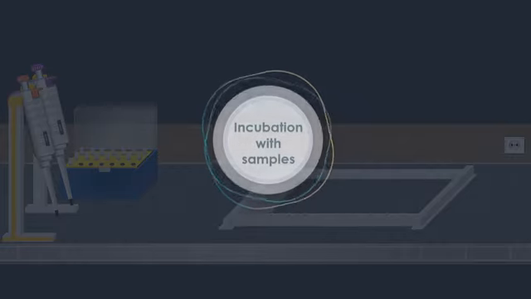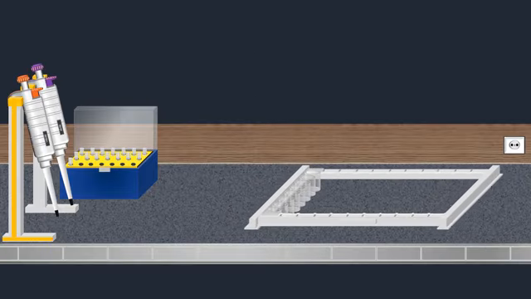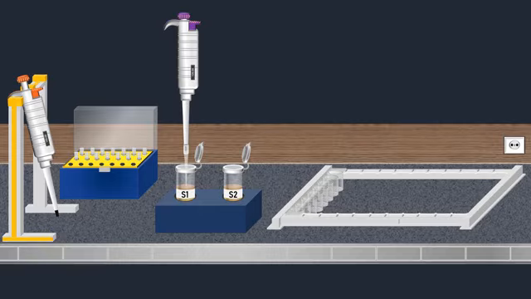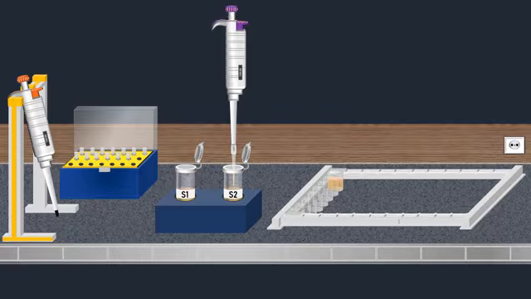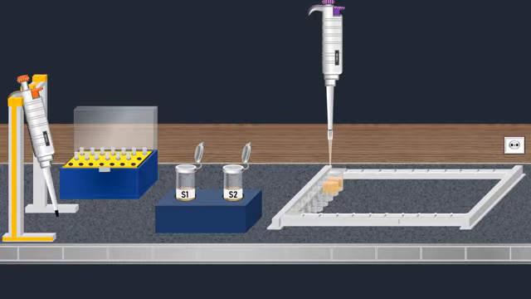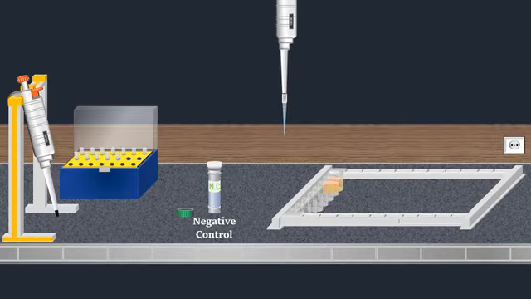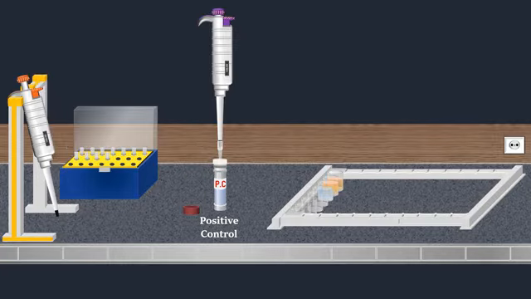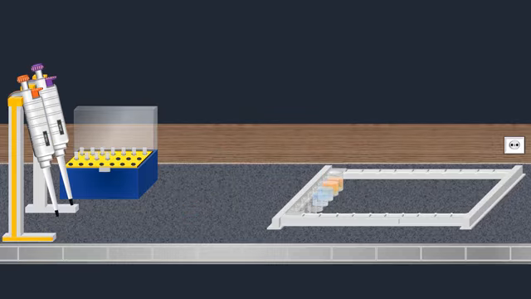After the blocking step, the next step is incubation with the samples. The serum samples obtained from patients are added into the wells, ensuring that each well receives the appropriate sample. After the serum samples have been added, it is important to include negative and positive controls to evaluate the test. The well strip is then covered to create a controlled environment for the incubation process.